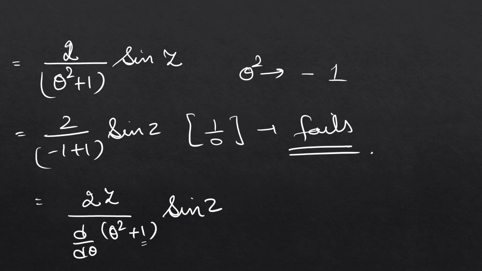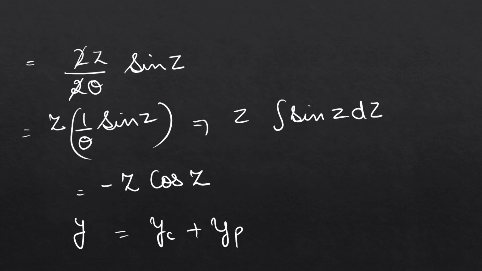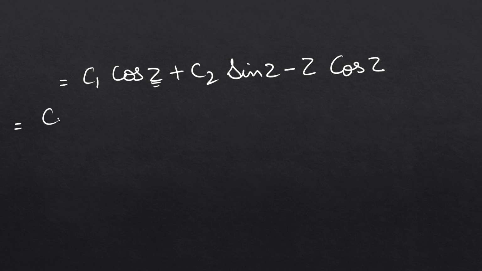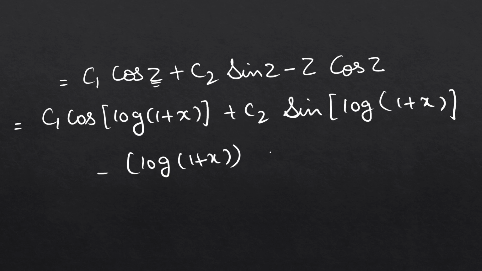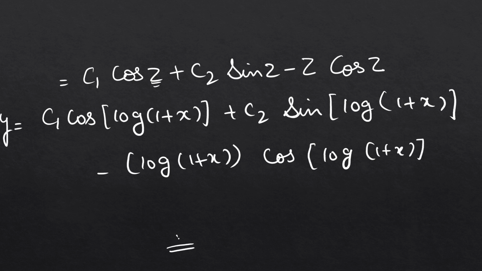Again we know the value of z is log(1 plus x). So the solution is y equals c1 cos(log(1 plus x)) plus c2 sin(log(1 plus x)) minus log(1 plus x) times cos(log(1 plus x)). This is the solution of our differential equation, a linear differential equation with variable coefficients. So thank you very much.